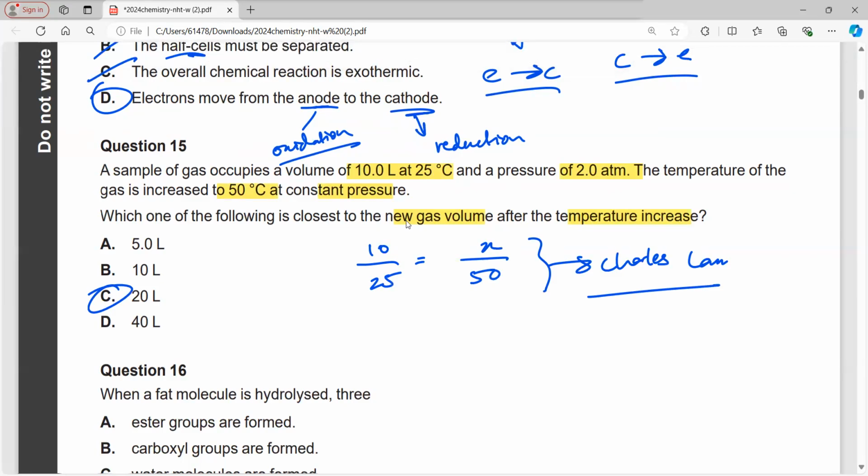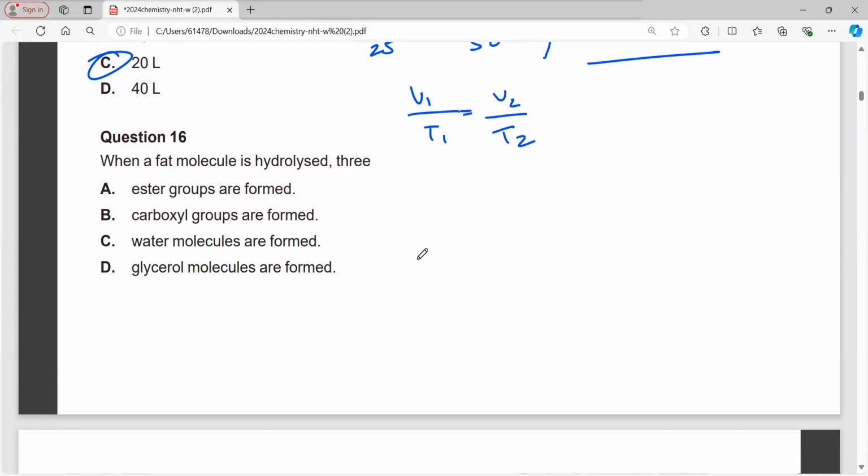But yeah, the whole idea behind Charles's law is V1 over T1 equals V2 over T2. So that is Charles's law. And so basically we can see that the temperature is doubled, so the volume would also double. All right, halfway there. When a fat molecule is hydrolyzed, 3, what is formed?